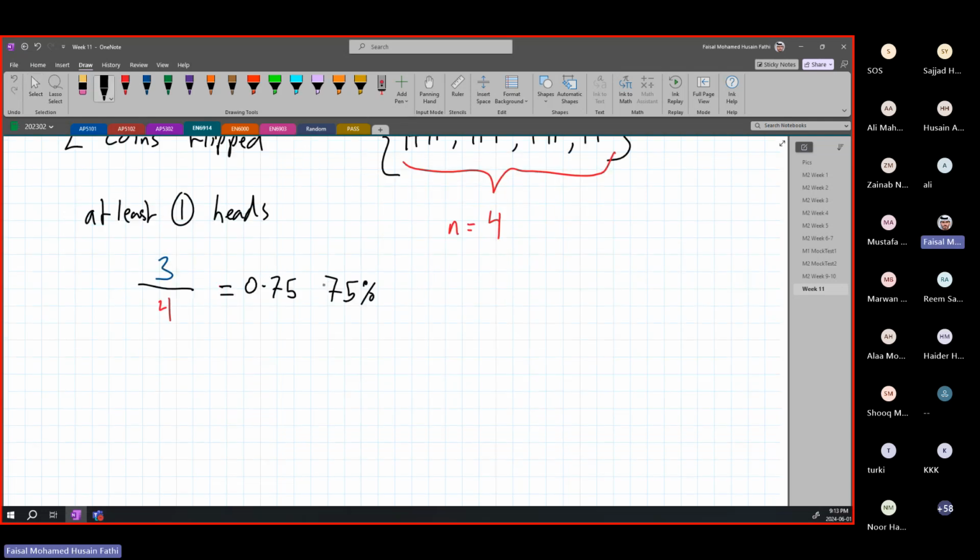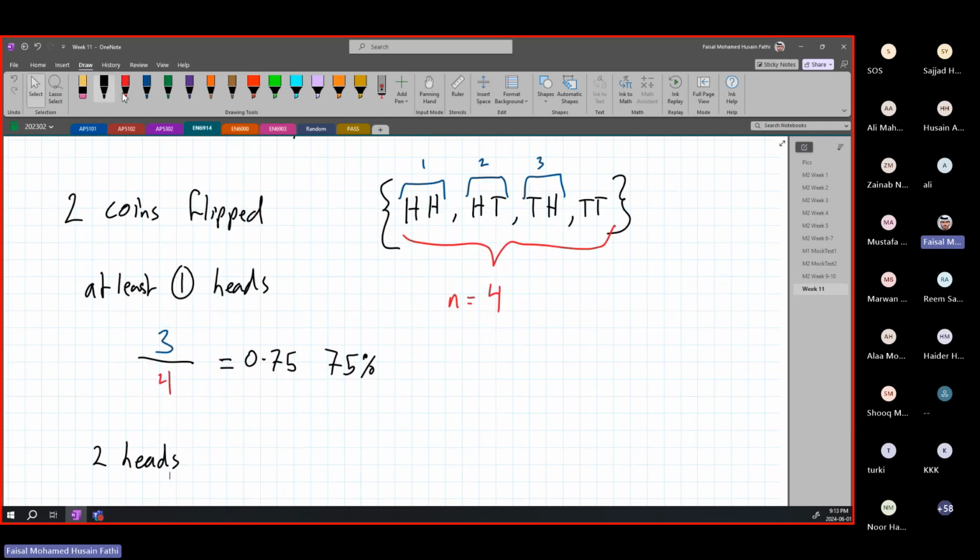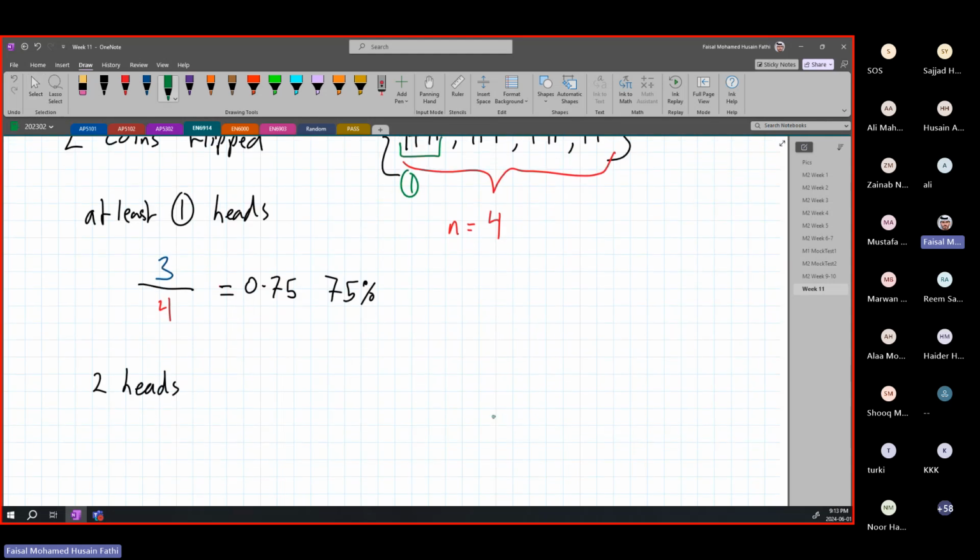What about if I want to get 2 heads? So we're going to be looking at this again. We have 1 over here, and that's it. This is the only occurrence where you are getting 2 heads. So this is going to be 1 divided by our total possibilities, which is 4. So it is a 0.25 chance or a 25% chance.